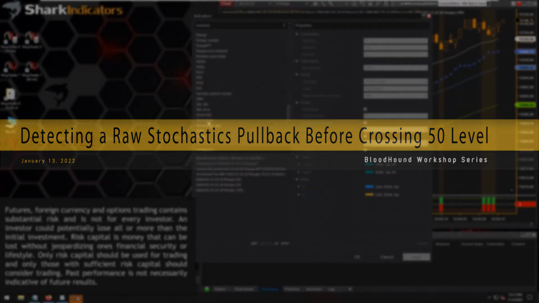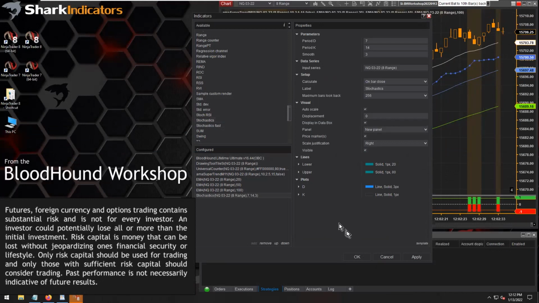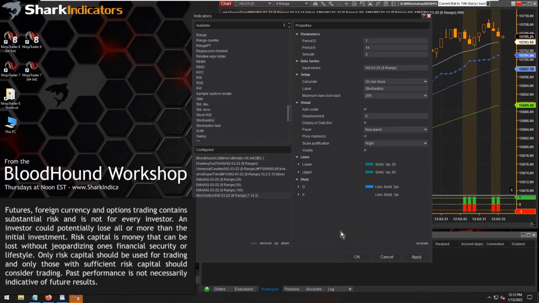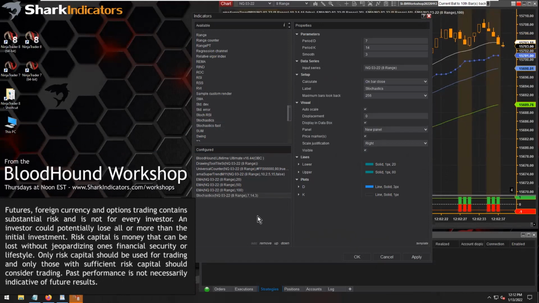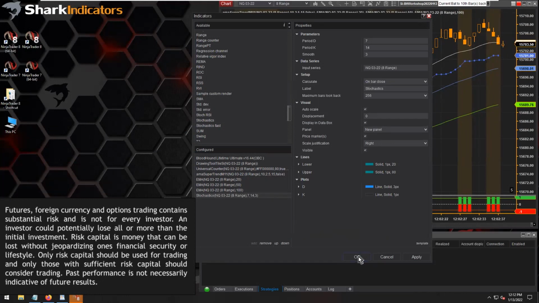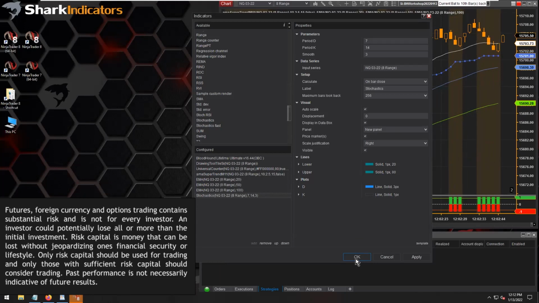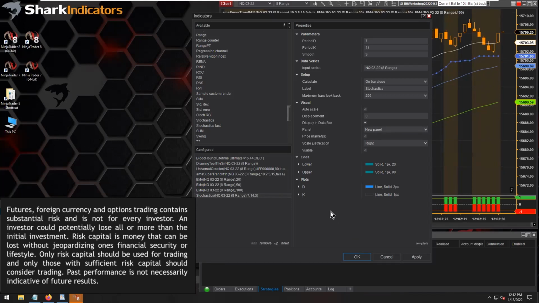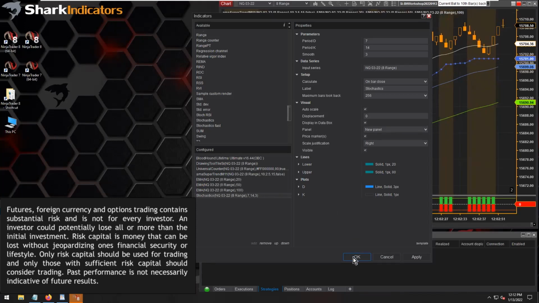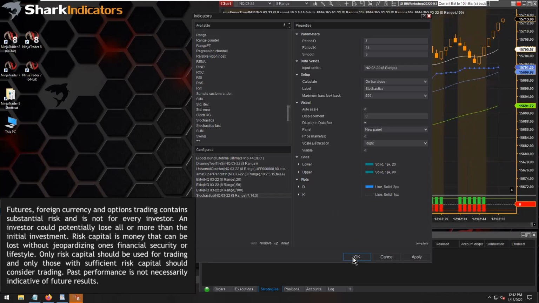So this involves the stochastics, and what we're looking for is a retracement on the stochastics before the stochastics continues on with the trend. And I'm pretty sure I have answered this a long time ago, but we couldn't find it in the videos.